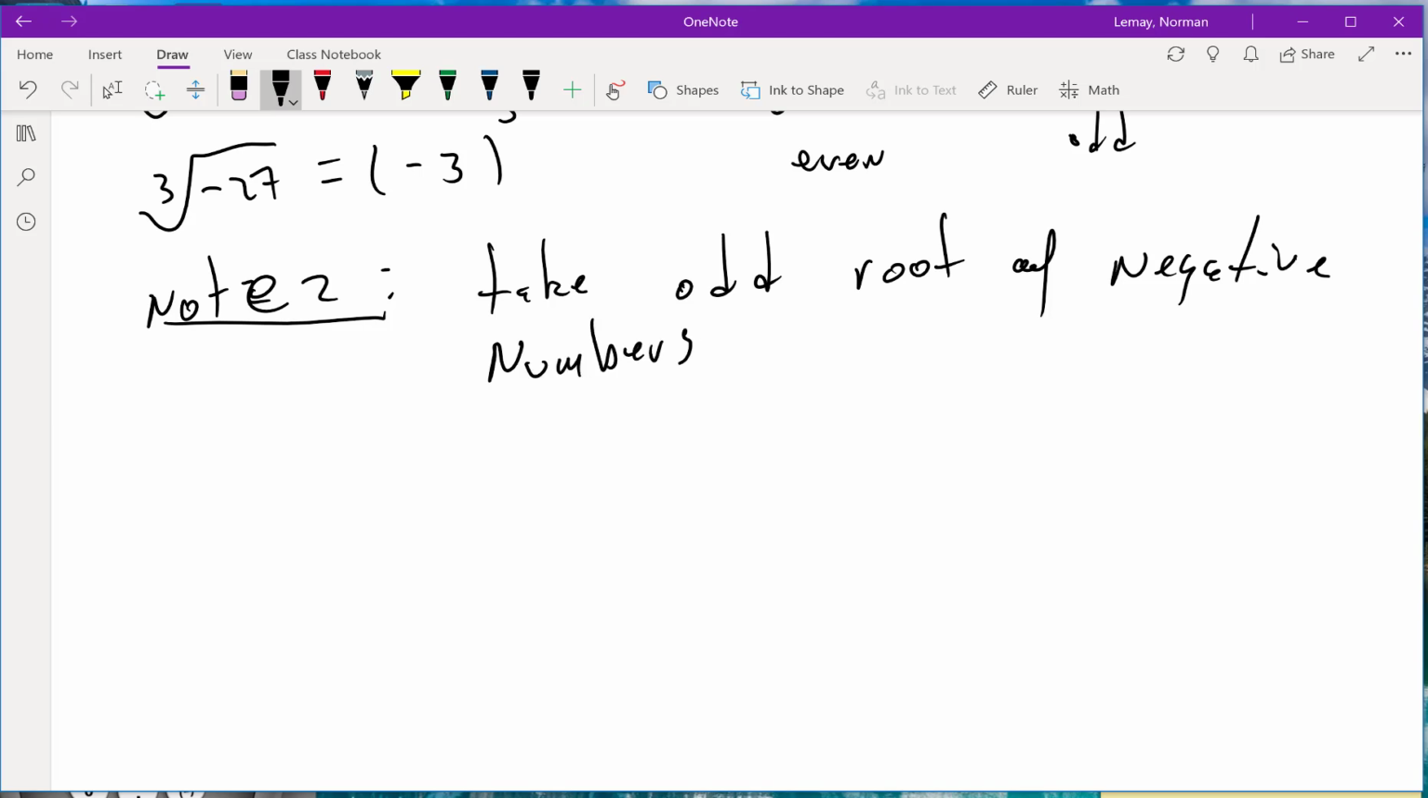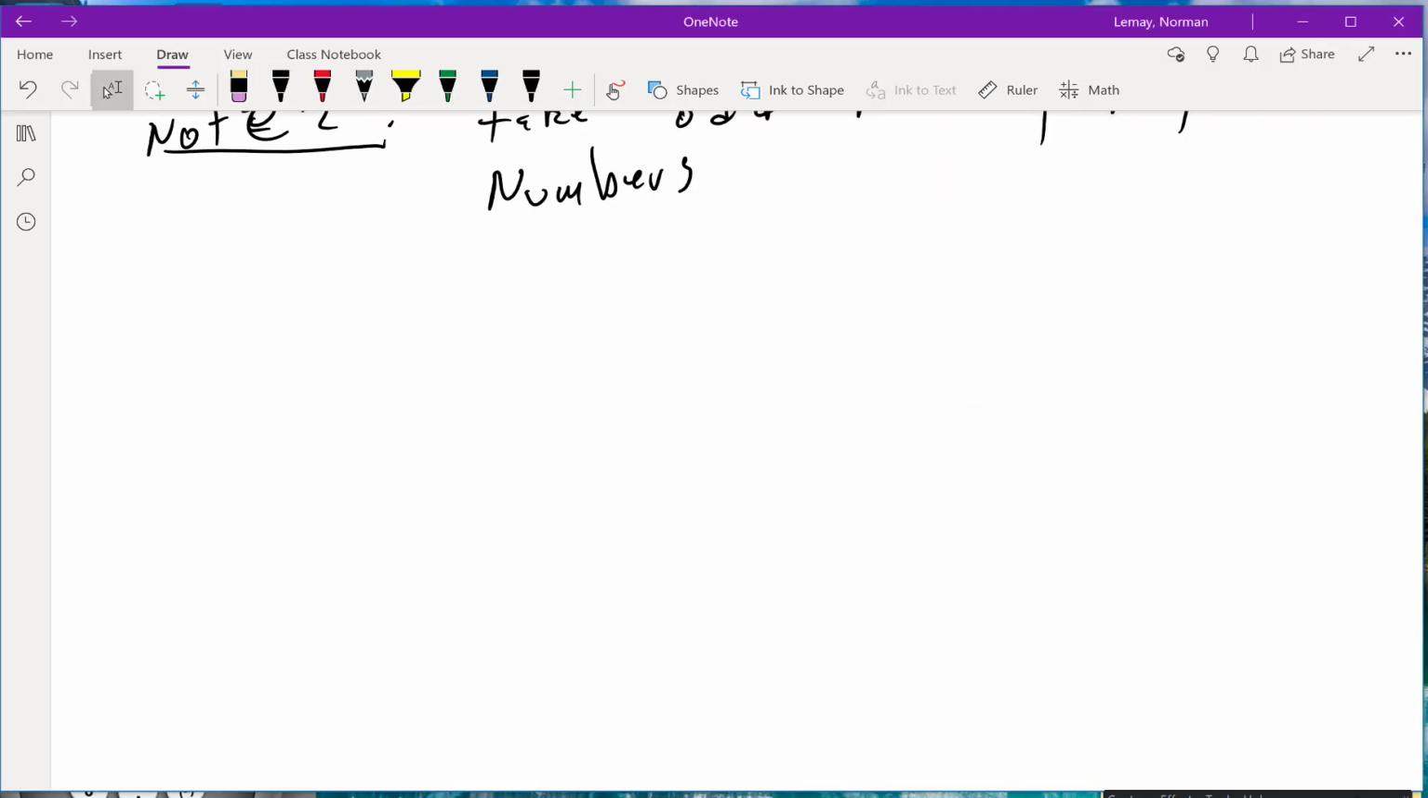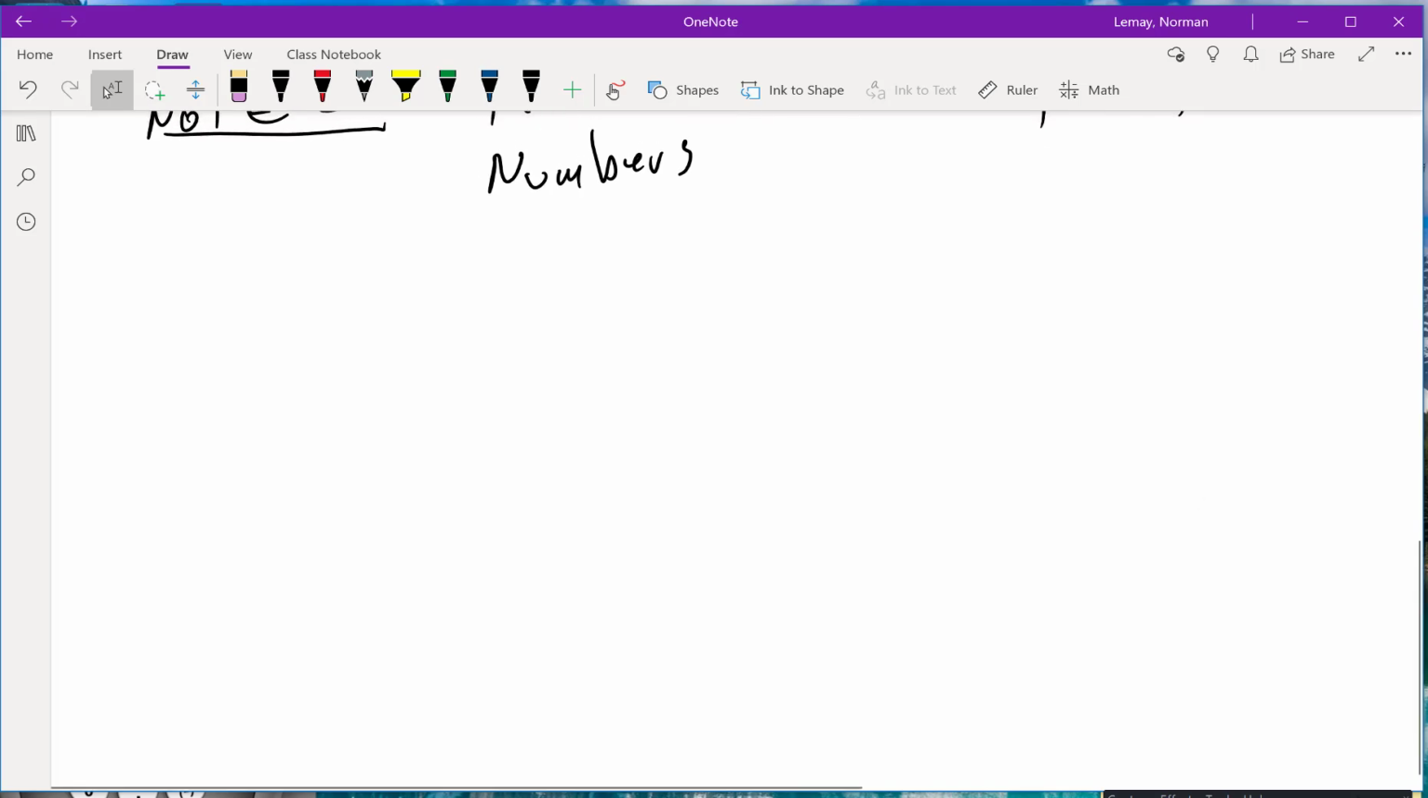Okay, odd roots of negative numbers. So we're kind of good to go there. Okay, so let's take a look at some roots and stuff like that. Take a look at some more square roots.